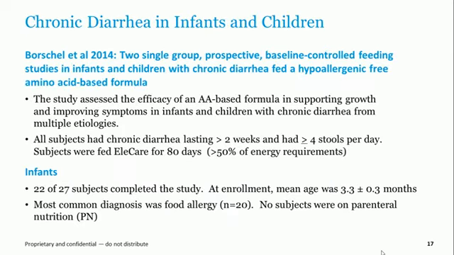Then chronic diarrhea. This was looking at the efficacy. Does it support growth, and also does it improve symptoms? So to be in the study, they had to have chronic diarrhea for at least 2 weeks, had to have well over 4 stools per day. And the enrollment, the mean age was about 3.5 months. The common diagnosis, though, was interesting, was food allergy, but a lot of them had the non-IgE food allergy, where they had the GI symptoms.